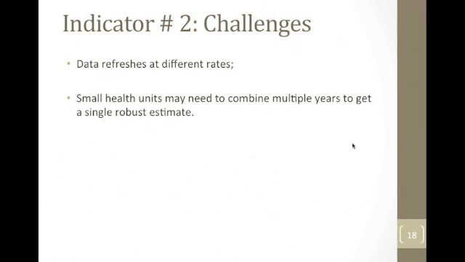Smaller health units might also combine multiple years of data to provide a single robust estimate in a report. So this means that time series reporting might be even less often than single-year data when it's available. But in general, the spirit of this requirement is that data should be considered with historical comparisons when possible, and this indicator, therefore, might be reviewed less often than indicator 1.